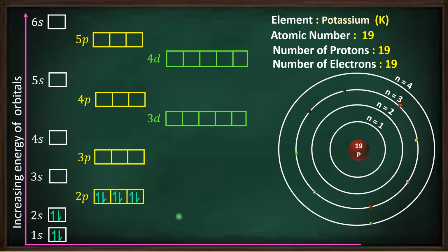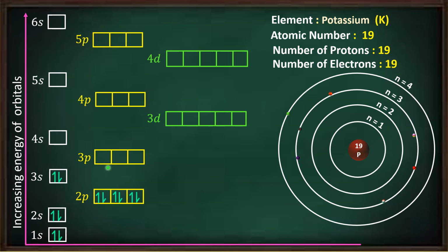So totally 10 electrons have been filled. Next electron, say 11th electron enters into 3s orbital. Next electron, that is 12th electron, enters 3s orbital only. It pairs up with the previous electron in 3s orbital.